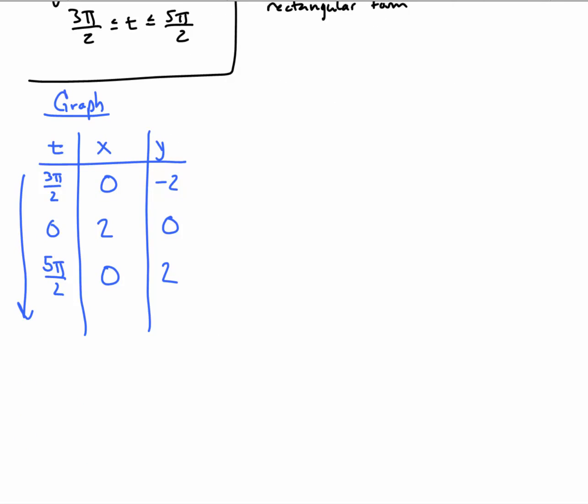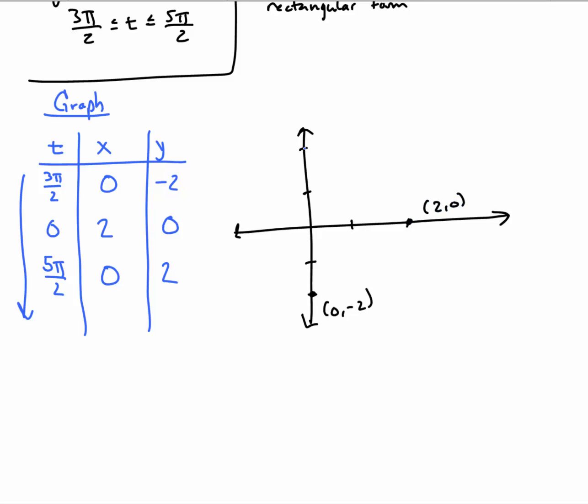Now as we graph this, I have values that are just basically on my rectangular plane here. And these look like pretty decent numbers to work with in terms of my scale. So I'd start off with 0, negative 2, that's right here. Then it would go up to 2, 0. And then it would end at 0, 2. So this is the movement that I'm making here.